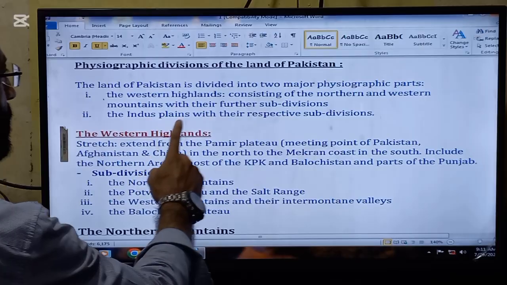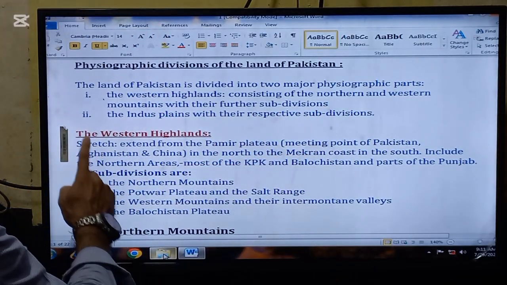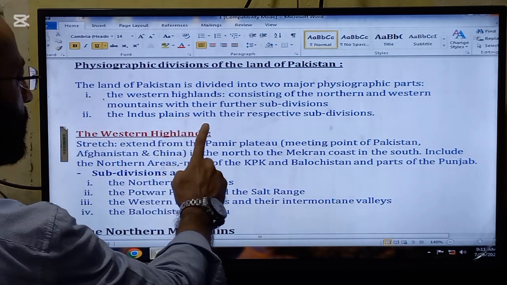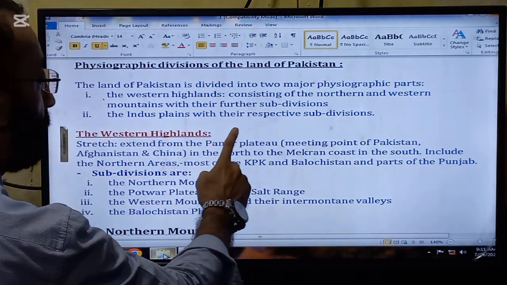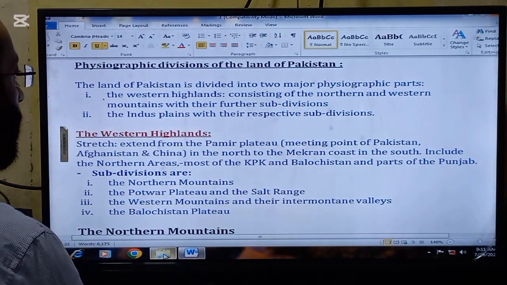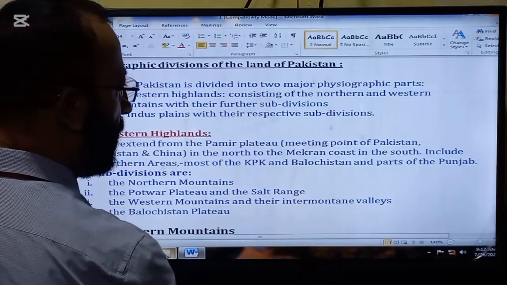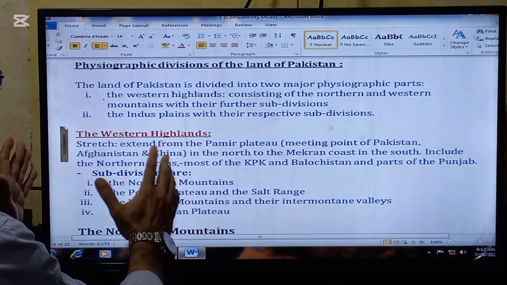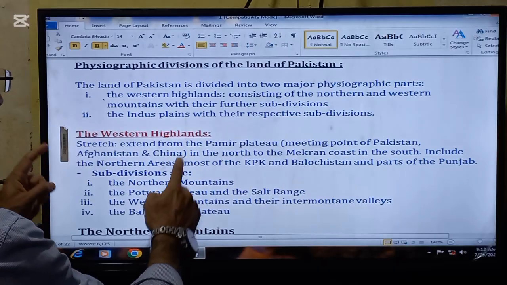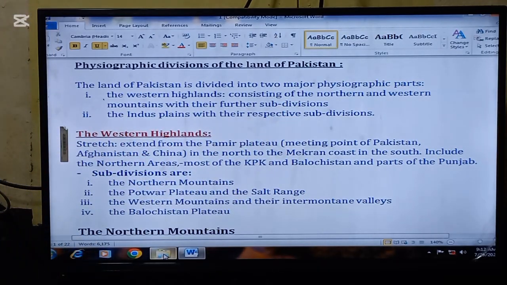The land of Pakistan is divided into two major physiographic parts. First, the Western Highlands, that is consisting of the northern and western mountains with their further subdivisions. And the second is the Indus Plains with their respective subdivisions. So these are the two parts in which the land of Pakistan can be divided. So here we are going to start the first part, that is the Western Highlands.